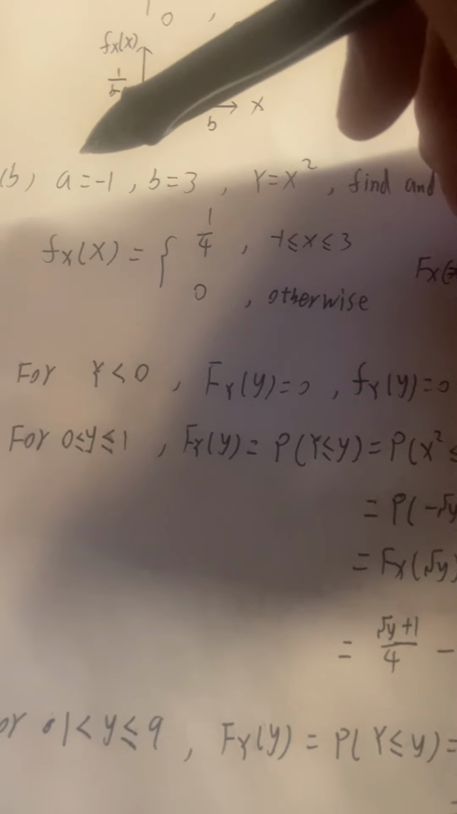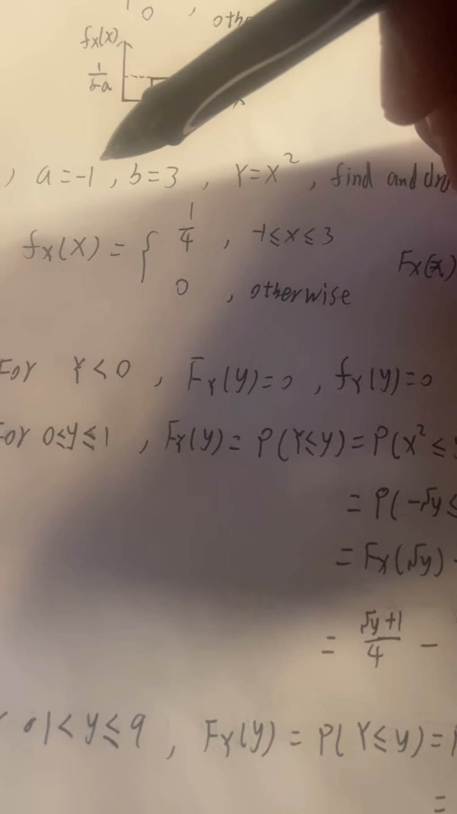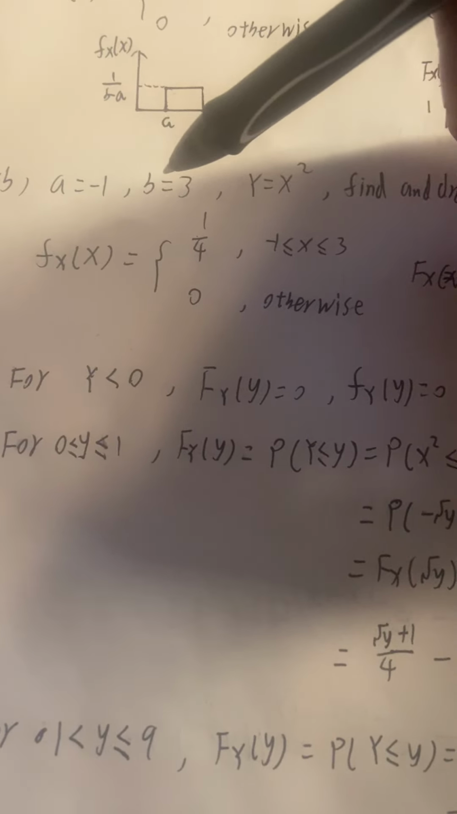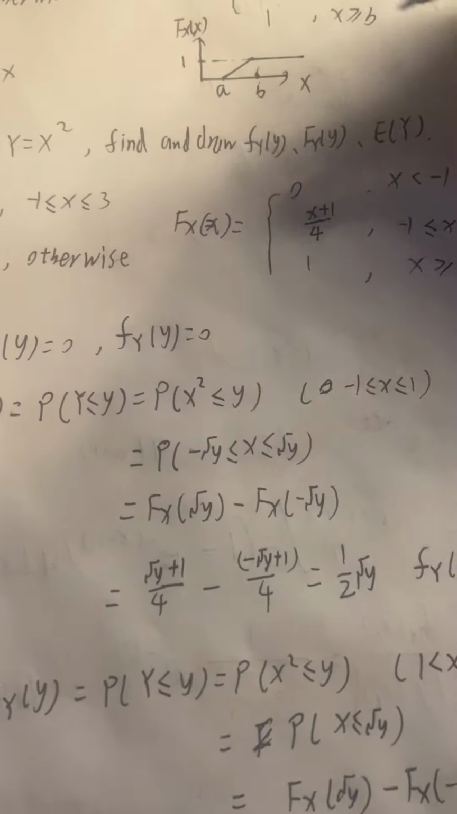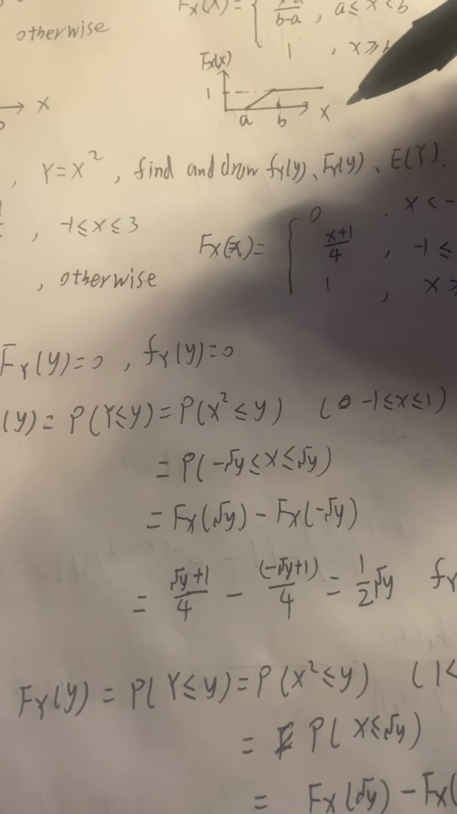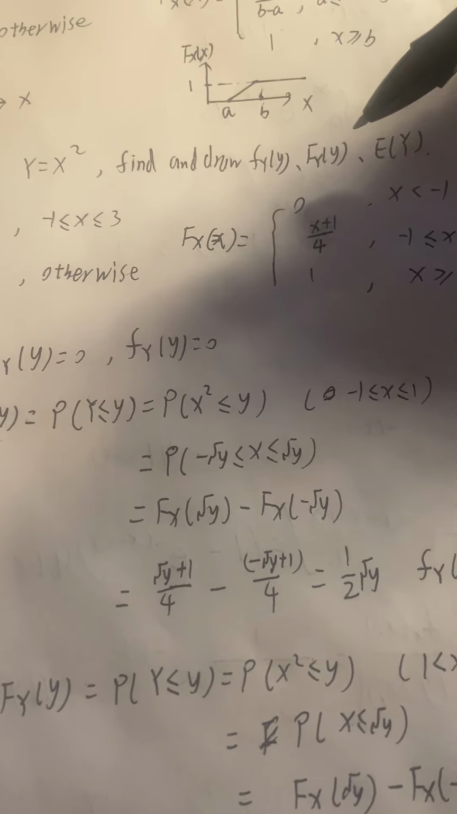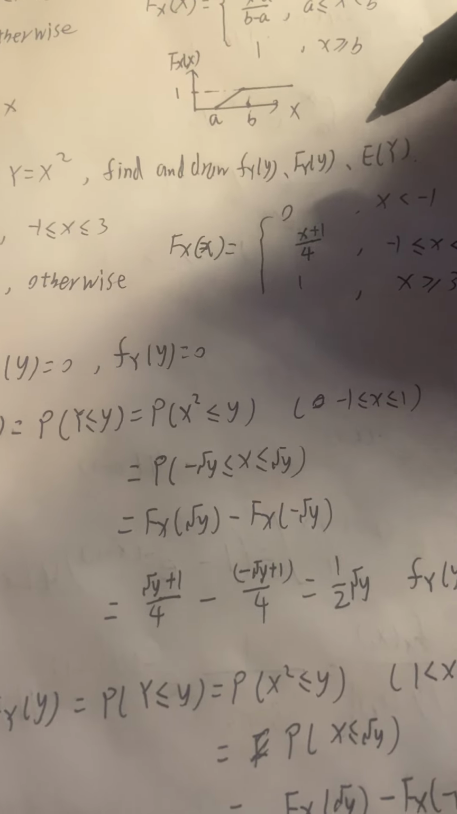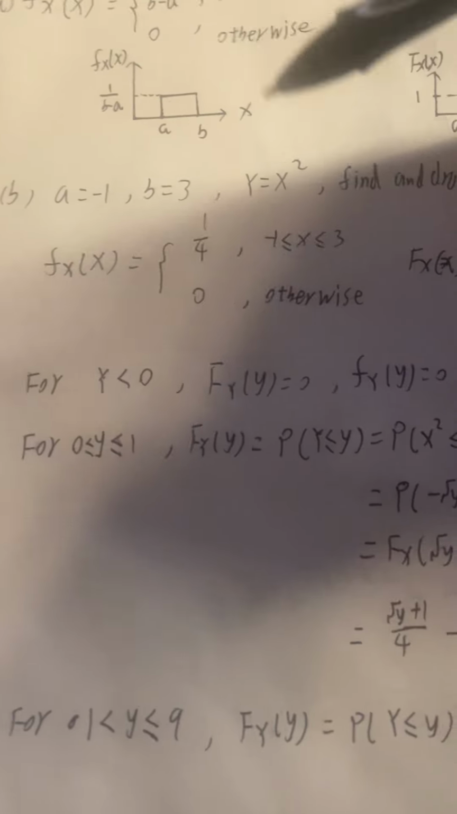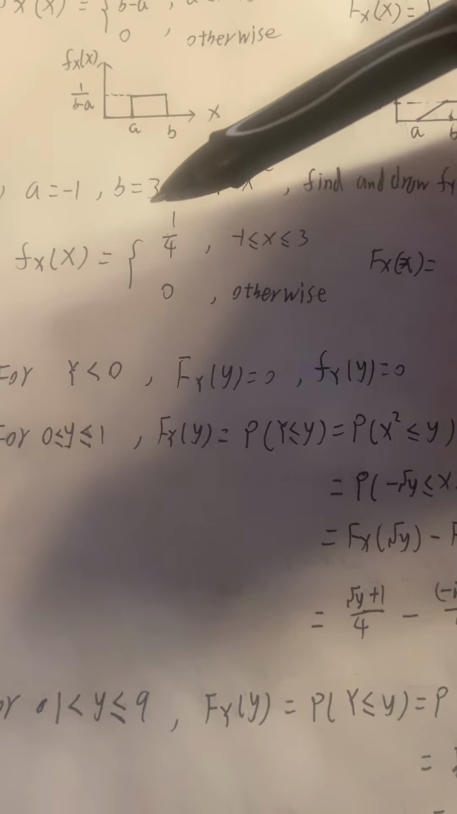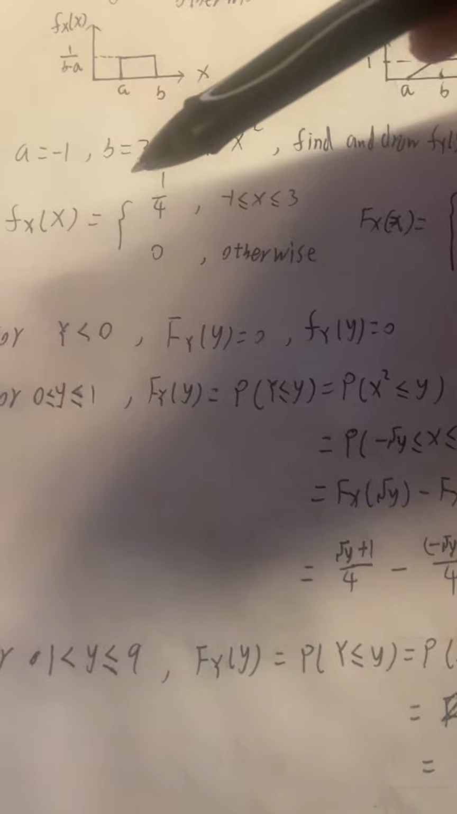For problem B, given a is -1 and b is 3, we need to find and draw the probability density function of Y and the distribution function of Y, and we need to calculate the expected value of Y. At first, now we have a and b, so we can write down the distribution function of X and the density function of X.